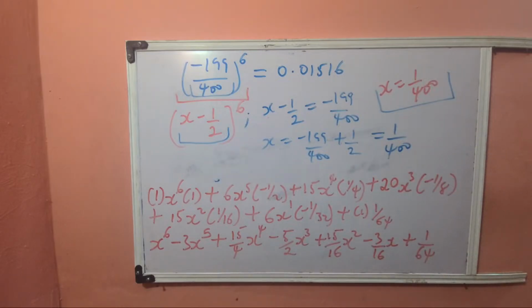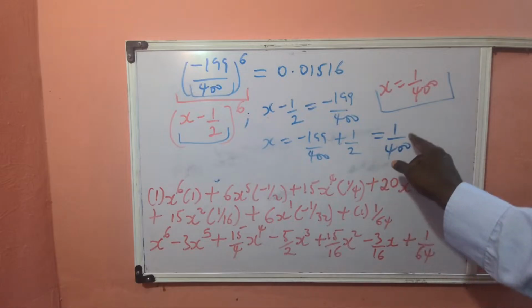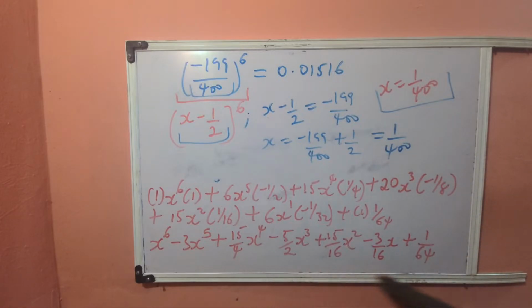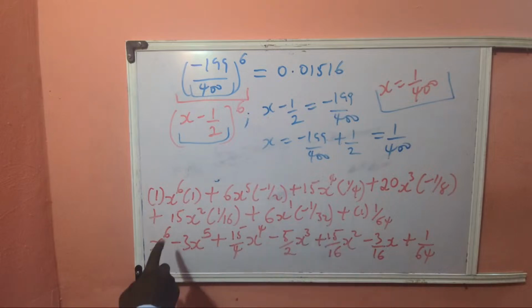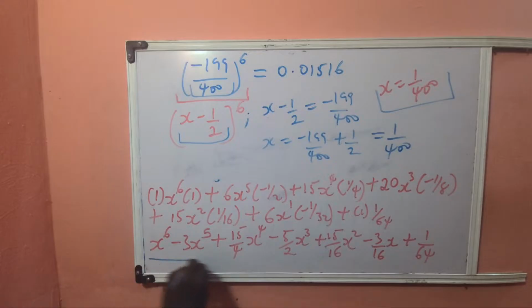All right. It looks very simple while you're seeing what you're doing. But when you decide to start this work, can anybody there try to fix in x being 1 over 400 into the expression? This was the expression we got for x minus 1 over 2 raised to the power 6. Don't forget, this was our binomial expansion here. What we have down here was the binomial expansion we got when we expanded this.